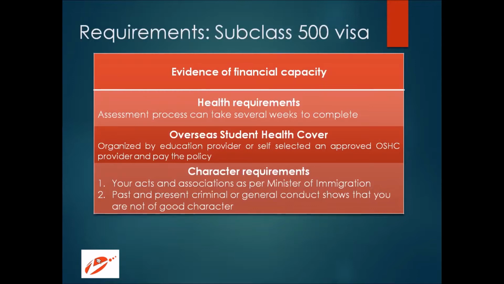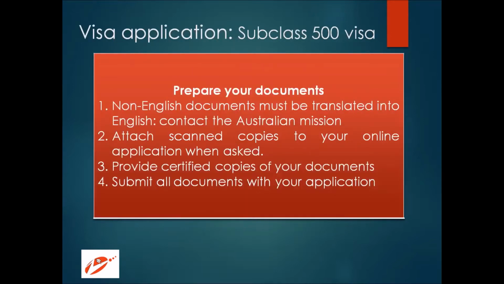So guys, to make sure that your visa is not denied or delayed for any reason, you should have these things with you. To make sure of smooth visa processing, you need to have all the required documents with you before applying for the visa, including your English language proficiency score, which is an IELTS or a TOEFL examination score. To prepare for your visa application, please remember, any document that is not in English needs to be translated to English. To do so, you need to contact the Australian mission in your country.